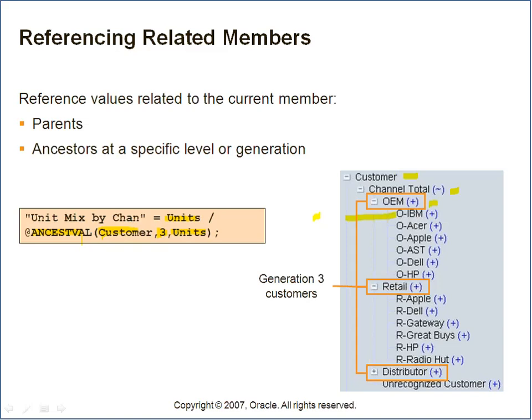So when it is referring to the OIBM units, it will automatically pick up the units for OEM. Likewise, when it is looking at the units for Dell, it will look at again the third generation for customer. So this time it will be customer, channel total second generation, and retail becomes the third generation. So it will pick up the units of retail. So we can use a function like this. OEM, retail, distributor are all at the third generation.